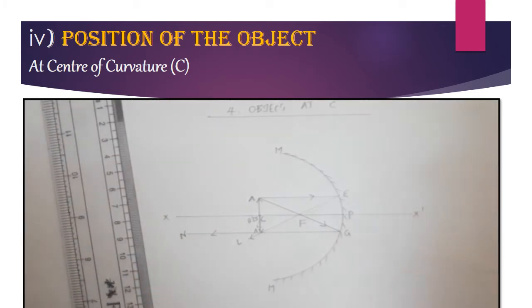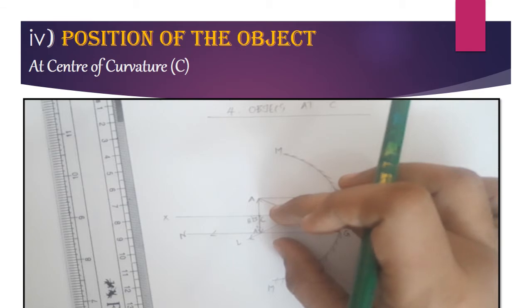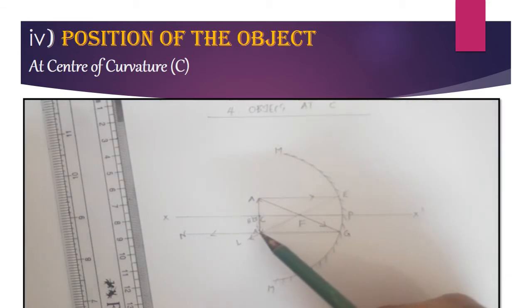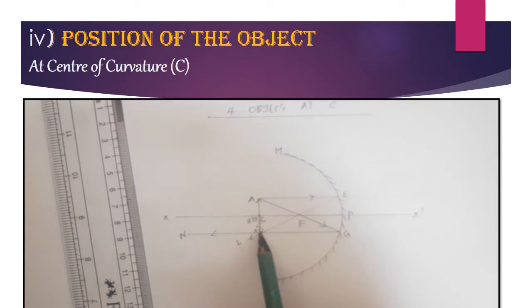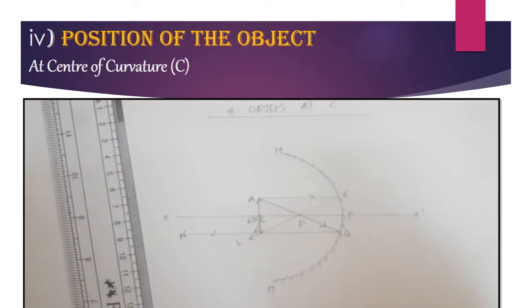And see children, have a look. The size of the object is same as the size of the image. The image is inverted, that means it is real. Why is it real? Because the light rays, after reflection, meet with each other and so the image is real and inverted and the position of the image is at C. Hope you understood.